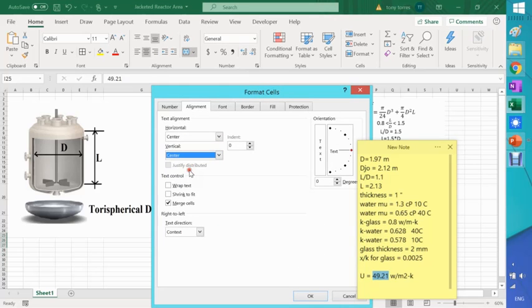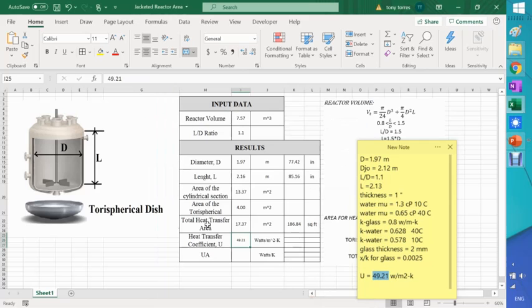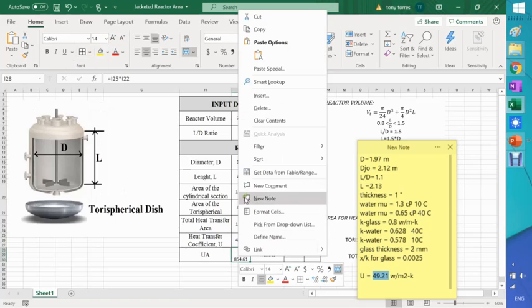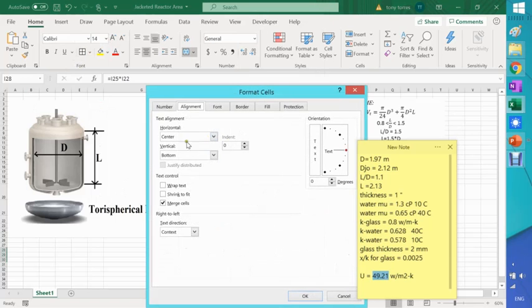Center, that will do. And let's increase the size to about 14. That will do. So that's basically the heat transfer coefficient calculation. And now the U times A, that will obviously be this number multiplied by this number. And so let's do again a little bit of fixing so that it looks better. And let's get this right.